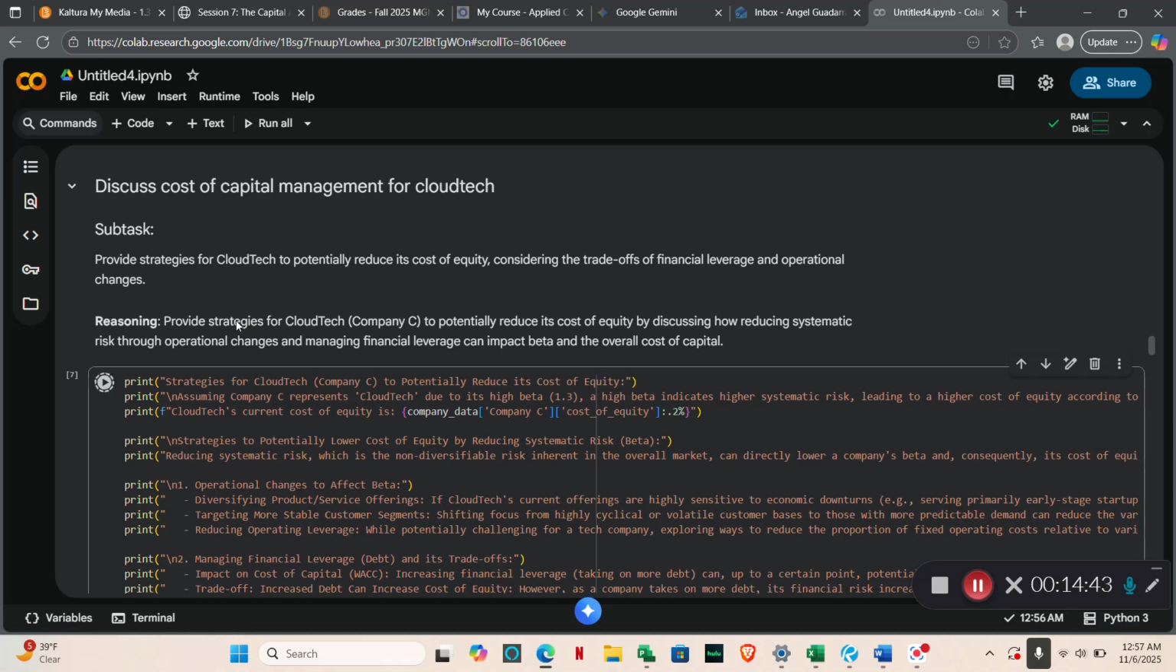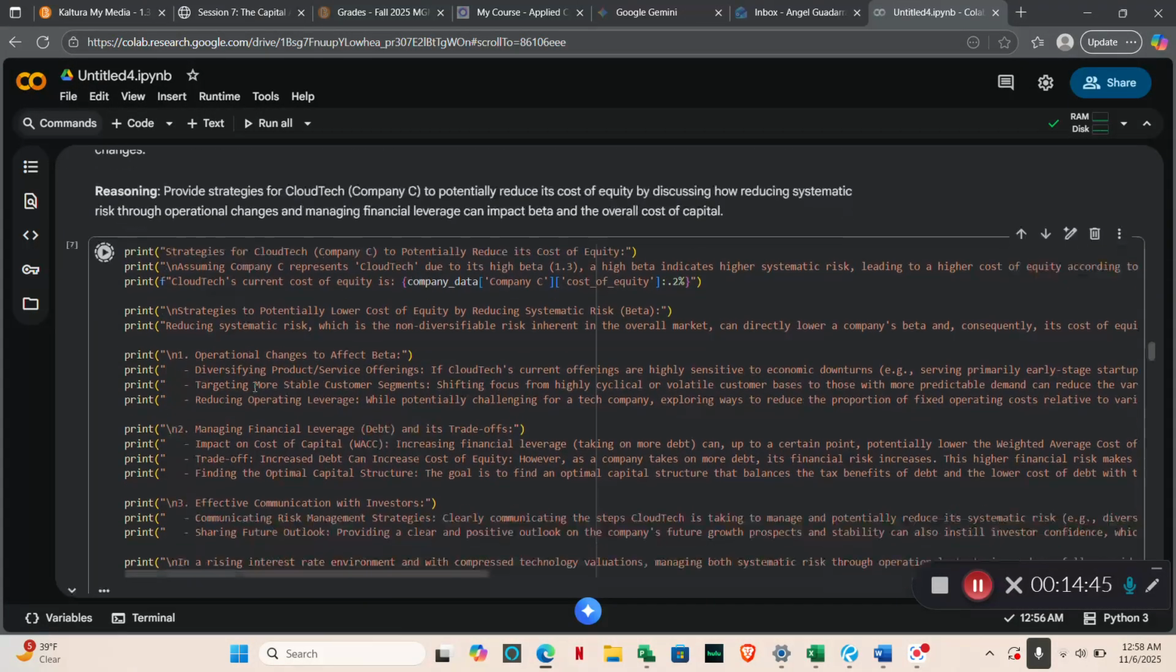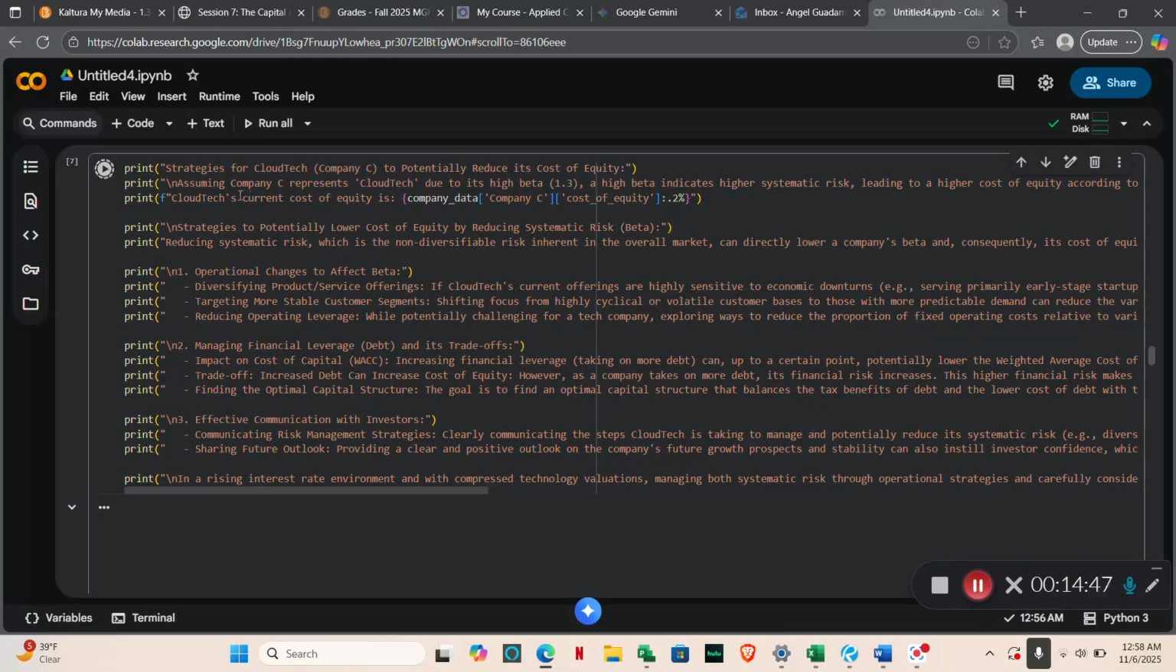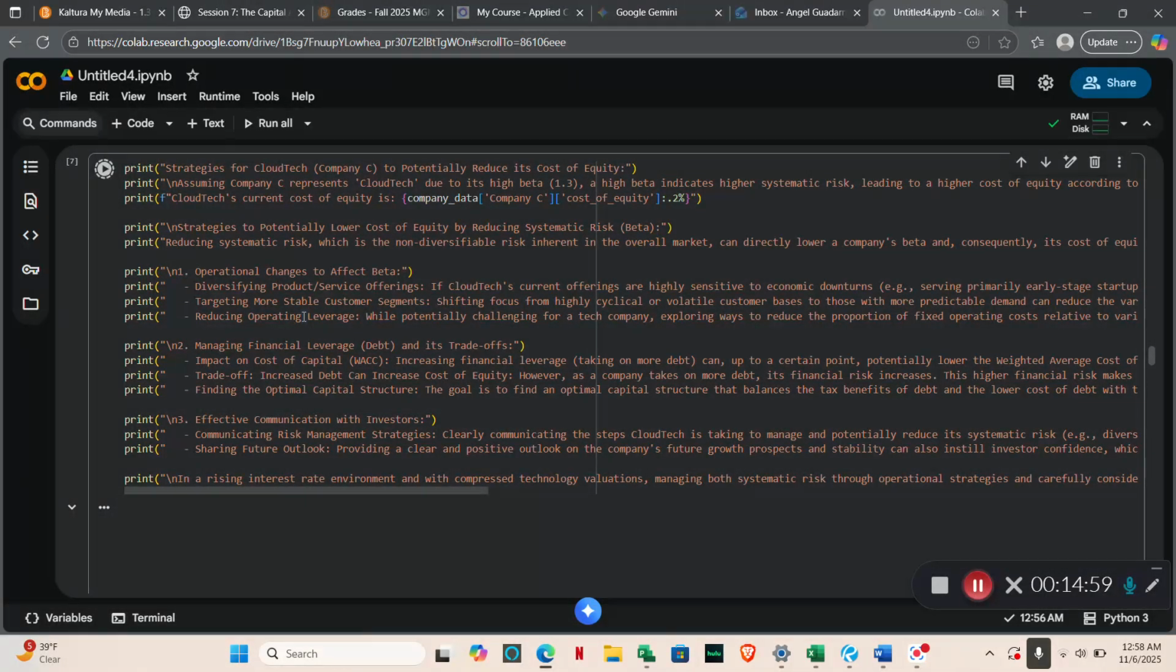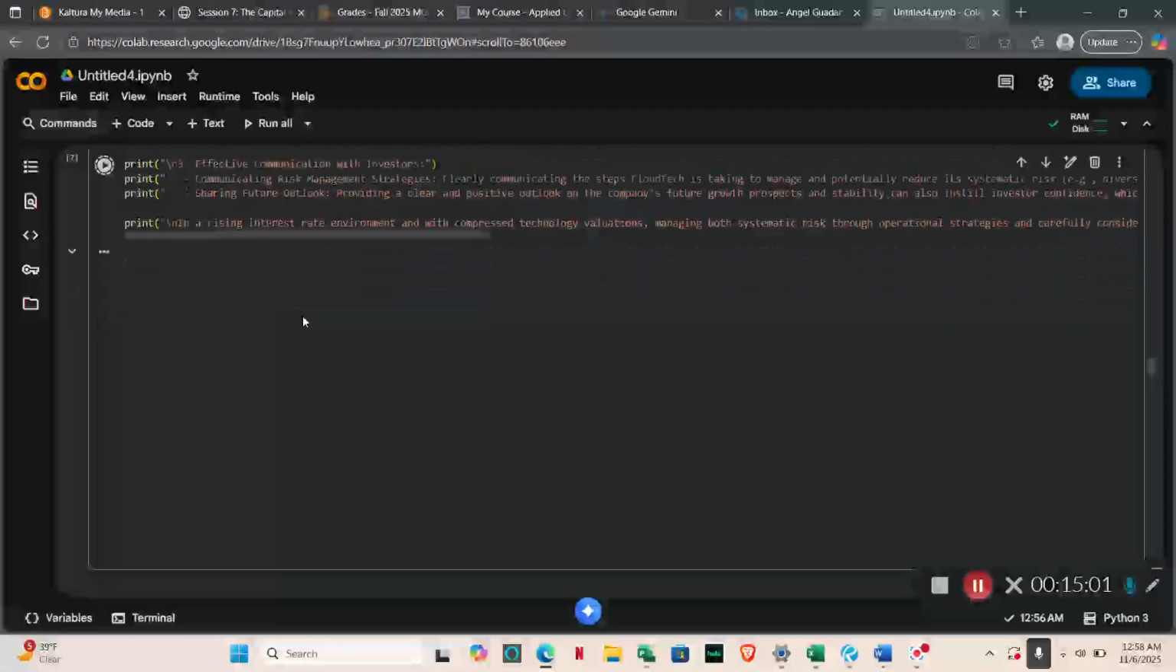So this is cost of capital management for the cloud tech company. To do this, we must assume strategies to discover operational changes to affect beta, managing financial leverage and its trade-offs, and effective communication with investors.